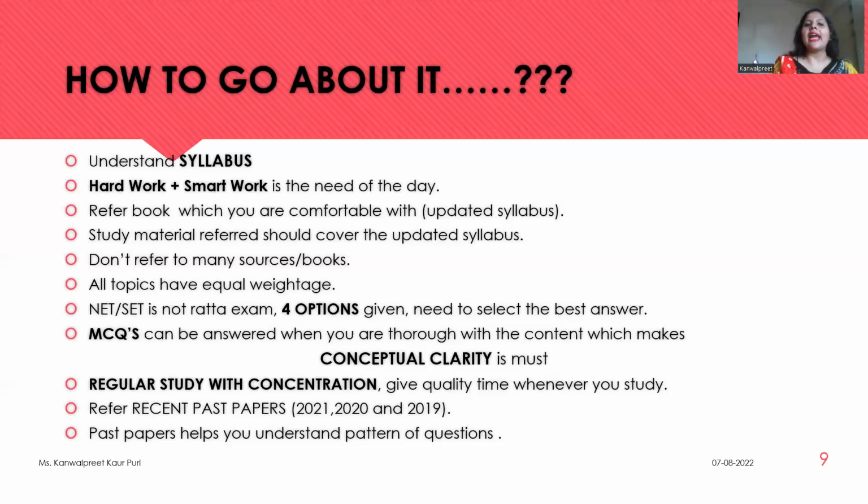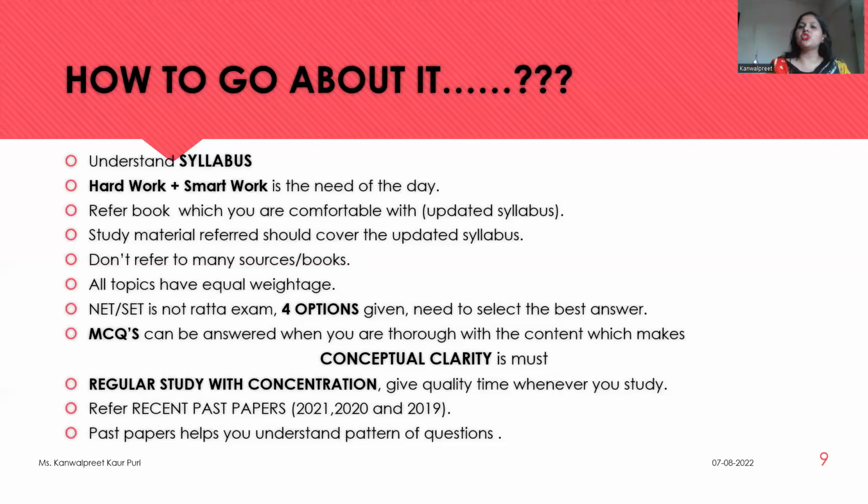to each topic. And NET is not a ratta exam. You cannot just keep on memorizing because there are 20 concepts. And even you understand that there are so many questions, so many. Every time the syllabus is updated, you get different questions. Okay, the questions are not repeated, but definitely the concepts are repeated. It is not a ratta exam. You just need to see the 4 options and select the best answer.